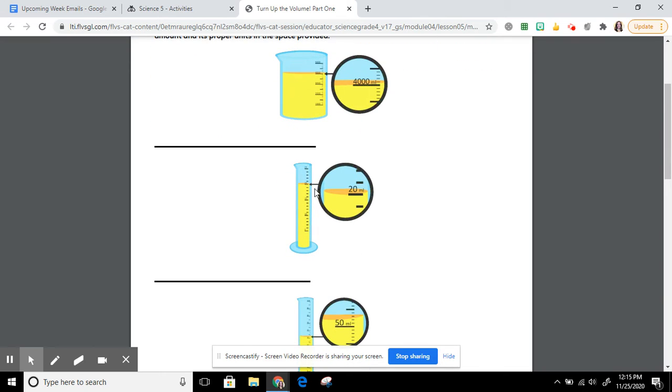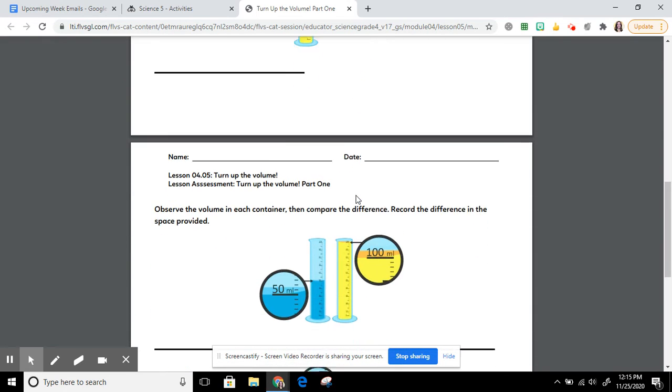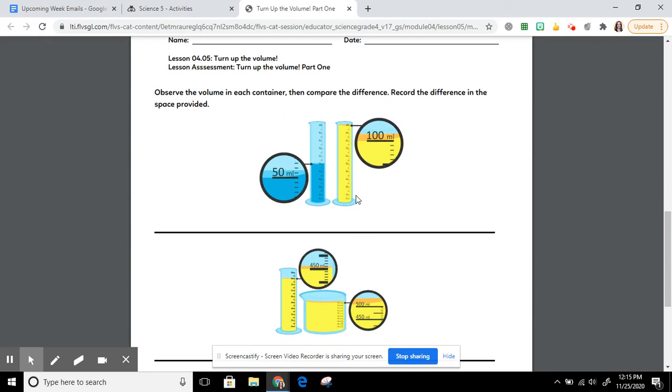We always look at that bottom line. Okay, you've got a graduated cylinder here. It's a zoomed in view. And here's another view where you can actually see the liquid and it kind of curves up. Okay, we're going to look at the bottom line of that liquid, and that's where we're going to get the measurement.